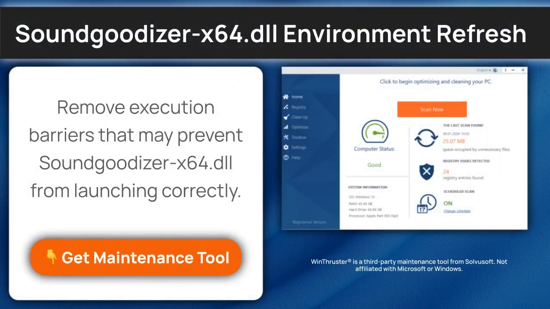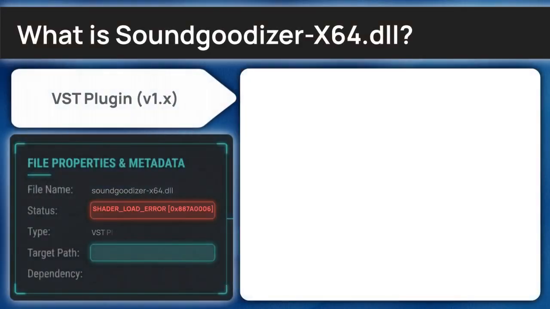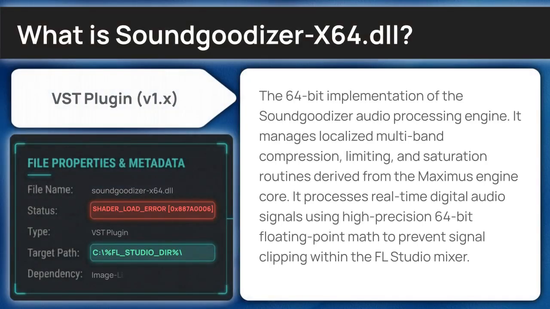This is the Soundgoodizer x64 library, the 64-bit implementation of the Soundgoodizer audio processing engine. It manages localized multiband compression, limiting, and saturation routines derived from the Maximus engine core. It processes real-time digital audio signals using high-precision 64-bit floating-point math to prevent signal clipping within the FL Studio mixer.